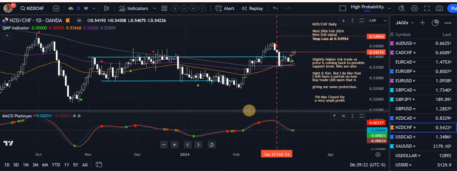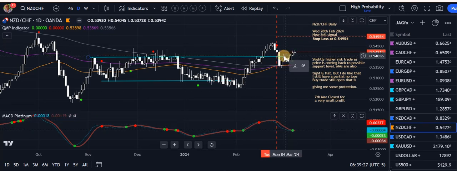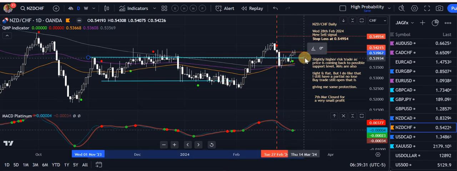I considered a buy here, but it looks all very flat and messy, and it could be proved to be a good buy, but again, you've got the sticking point, this blue line, which I draw across here.